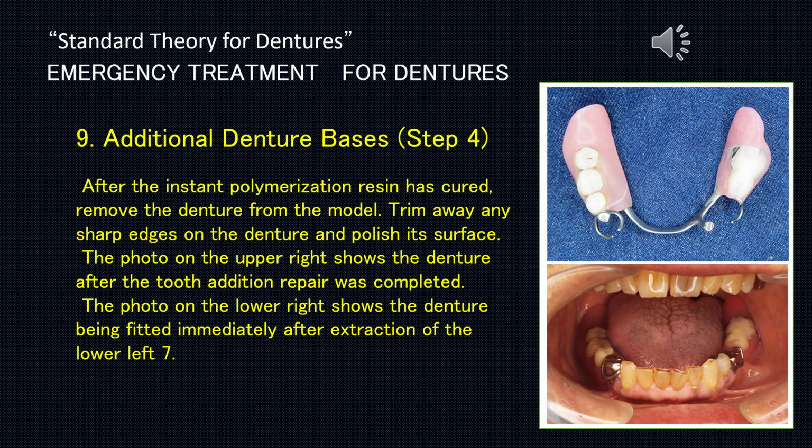9. Additional denture bases. Step 4. After the instant polymerization resin has cured, remove the denture from the model. Trim away any sharp edges on the denture and polish its surface. The photo on the upper right shows the denture after the tooth addition repair was completed. The photo on the lower right shows the denture being fitted immediately after extraction of the lower left 7.